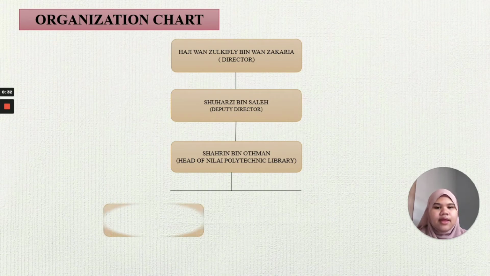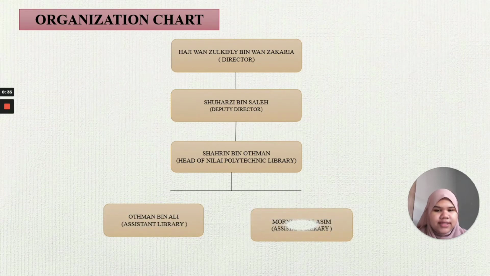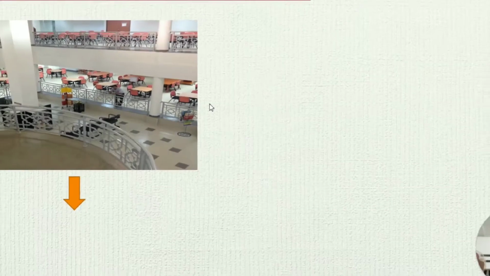And there are two assistant librarians, that is Osman bin Ali and Morni Binti Lasim. The scope of their duties is to assist the chief with documentation, procurement, and other matters.